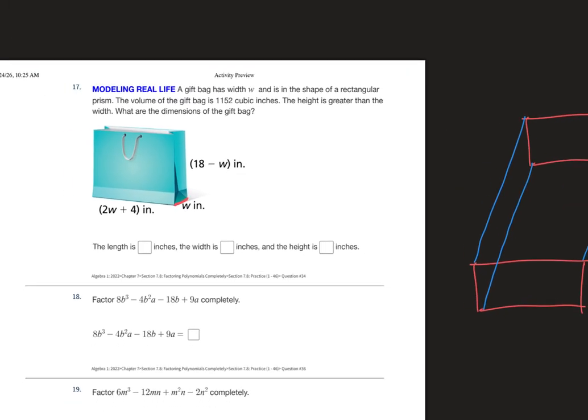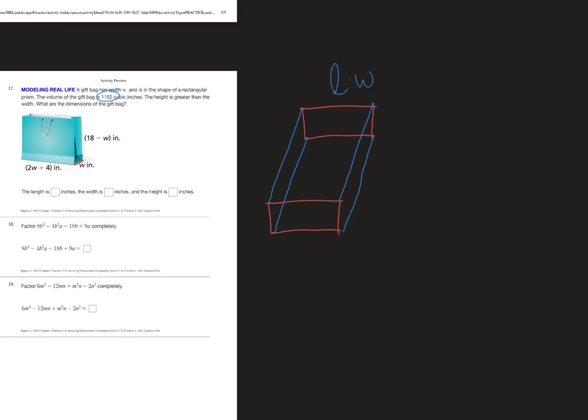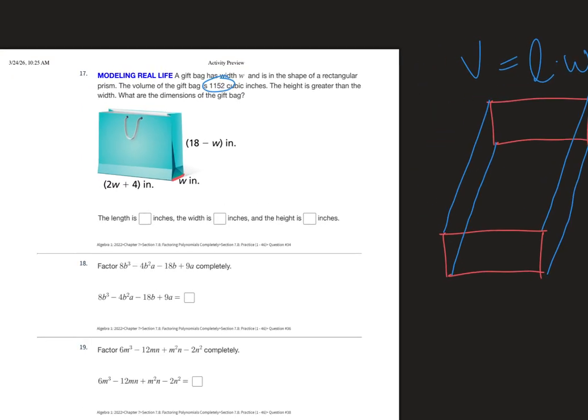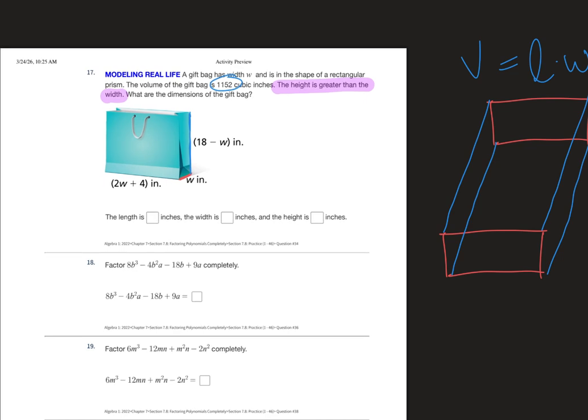So the volume of the bag is that. Well, the volume of a rectangular prism is length times width times height. If you didn't know that, you could have looked that up. That's okay. The height is greater than the width. What are the dimensions of the gift bag? So really, the only reason this sentence is worth reading is that right here, it says the length, the width, and the height. Otherwise, it doesn't really matter. We're going to find W and plug it all in, okay?